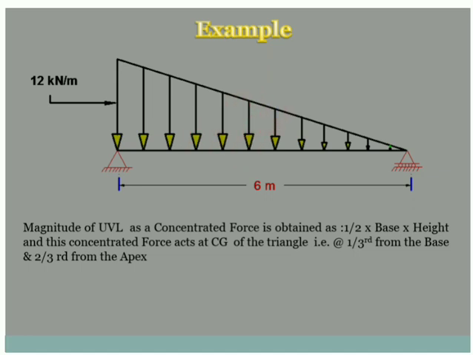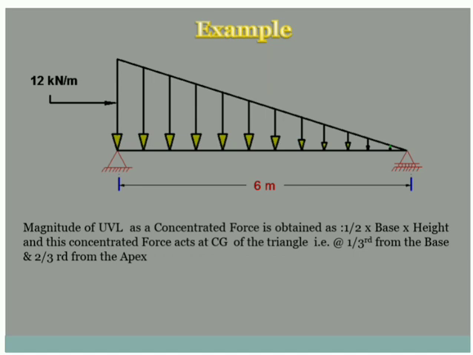So how we calculate the intensity of this force? We calculate it as half base into height, which is nothing but the area of the triangle. Half base is your width, 6 meters, and height is the intensity, 12 kilonewton per meter. So you calculate the intensity of the UVL to find an equivalent point load as half into base into height, considering this as a triangle. So half base is your 6 meters and height is 12 kilonewton per meter.